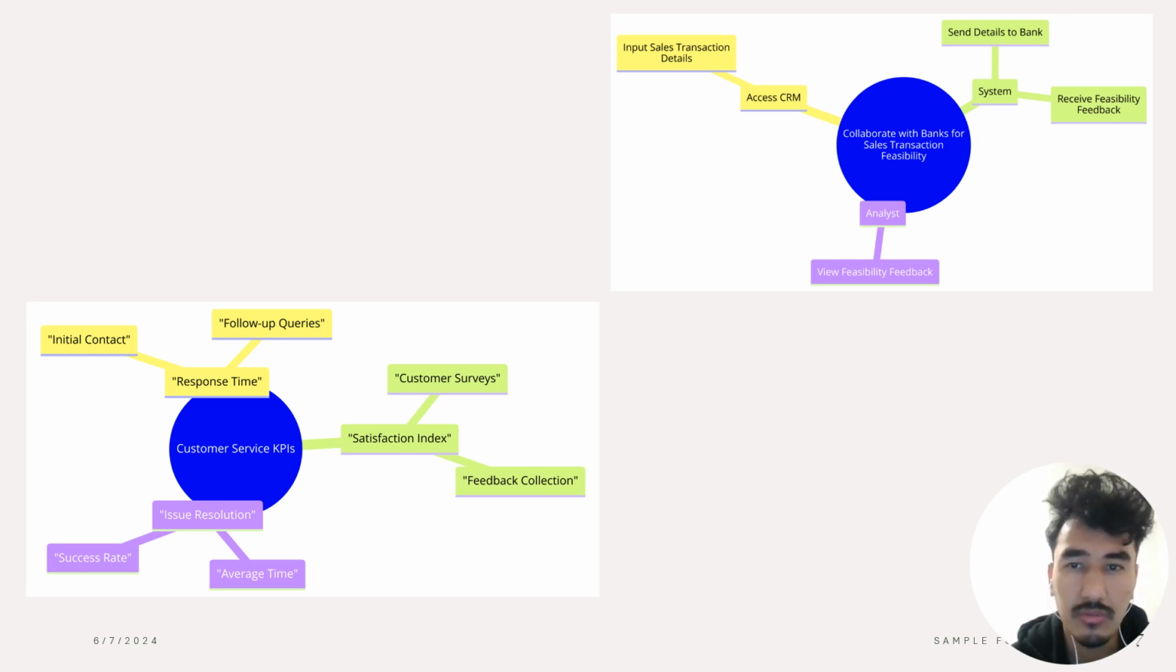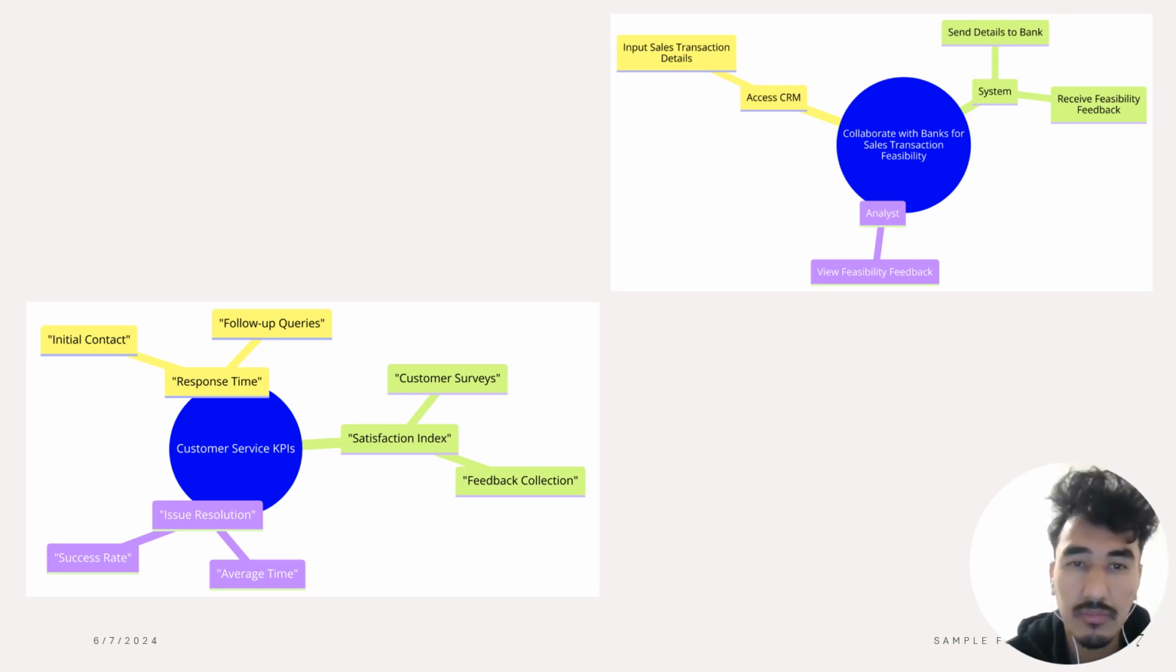So these were subdivided to provide specific detail, such as response time. Its details are initial contact and follow-up queries; satisfaction index, customer service and feedback collection; issue resolution, success rate, and average time. After providing these details, this helps in dividing the different aspects of each KPI for clear understanding and analysis.